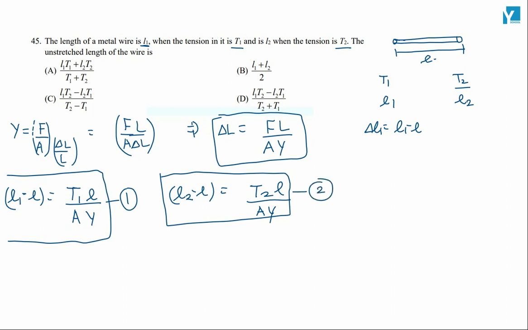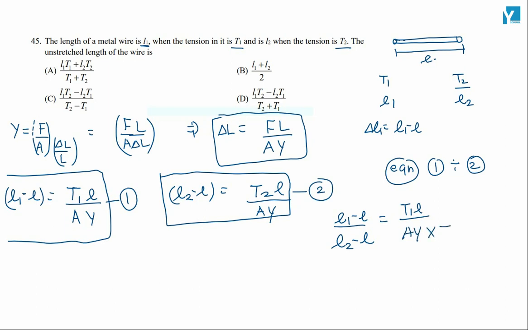Okay, on dividing equation 1 by equation 2, we will get L1 minus L divided by L2 minus L. This is equal to T1 L by AY divided by T2 L by AY. So AY and AY will get cancelled, and L will also be cancelled.